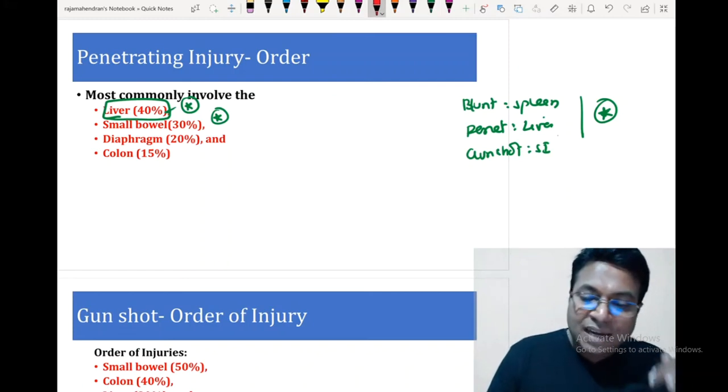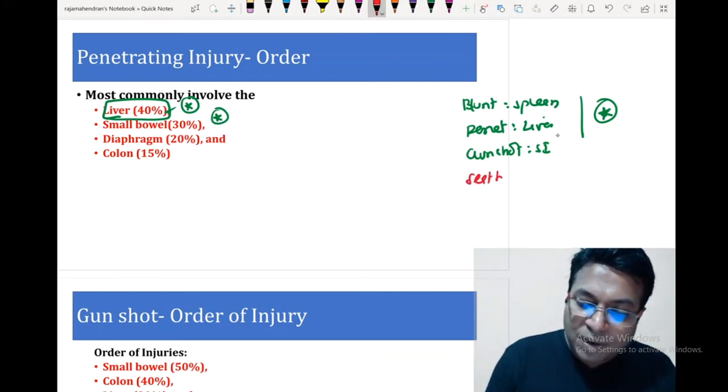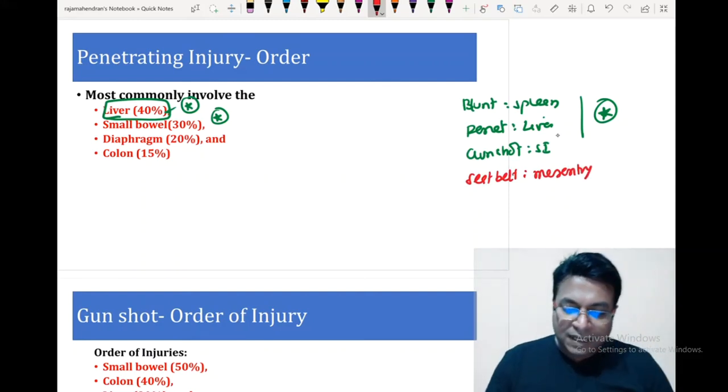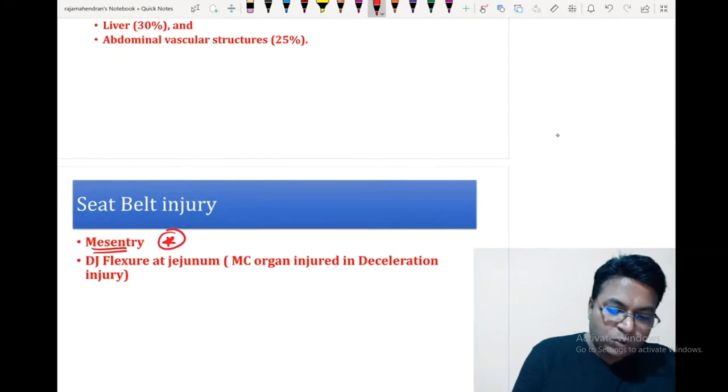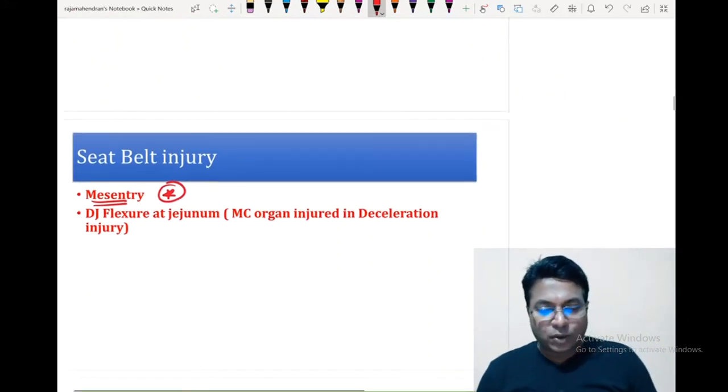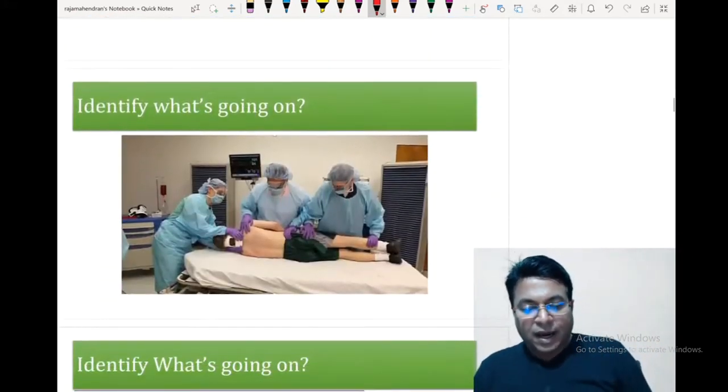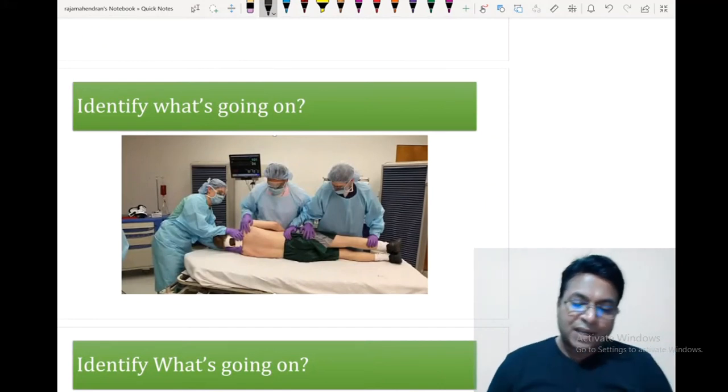And when you wear a seat belt injury, what organ is commonly injured? It is mesentery. Mesentery is commonly injured in seat belt injuries. So please don't forget these 4 questions. So these are the 4 questions you should not forget. Please remember this. And now I am going to show you some clinical video questions.